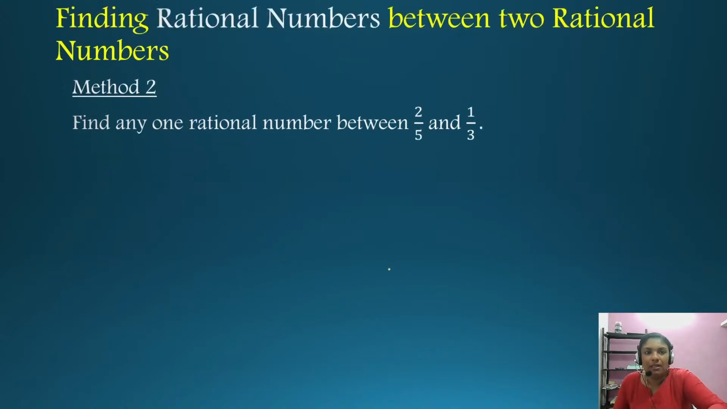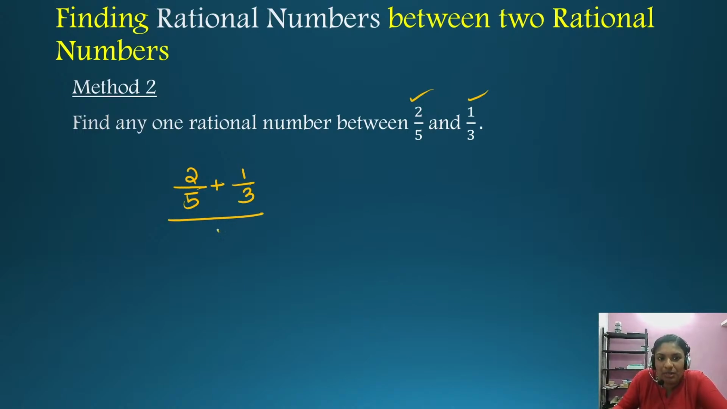Now let's see method 2. Find any one rational number between 2 by 5 and 1 by 3. How will you do this? Okay. See, this is another method. We have to find one rational number between these two rational numbers. So just take the average of these two numbers. How to find out the average of two numbers? Just add it and divide it by 2. Here as well, I have written plus symbol between these two fractions. So that means we have to add, then divide it by 2.